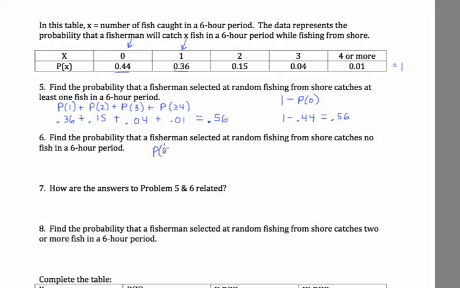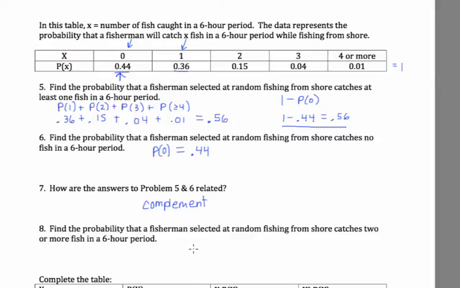Find the probability that a fisherman selected at random fishing from shore catches no fish. So what's the probability he gets no fish? Right there, 0.44. How are the answers in problems 5 and 6 related? Just like we talked about in number 5, they're complements of each other. At least 1 fish is the complement of no fish, or their probabilities add to 1.